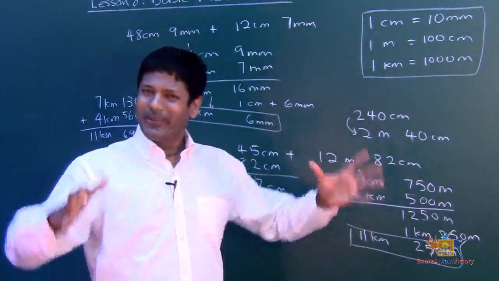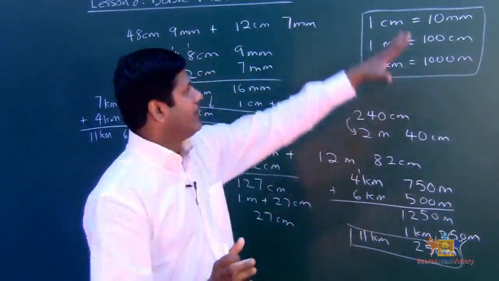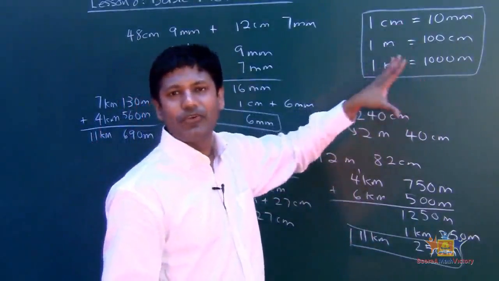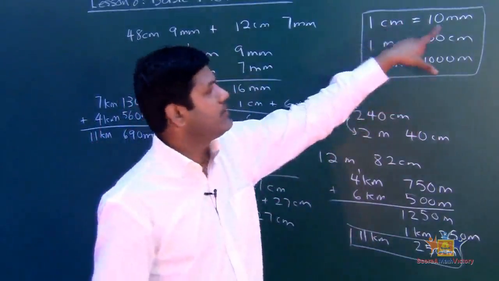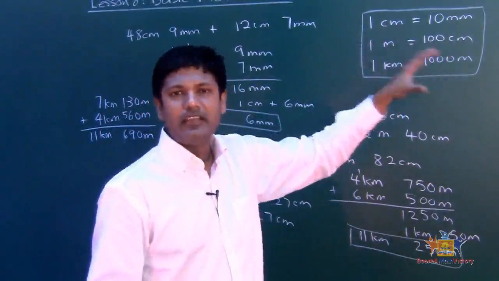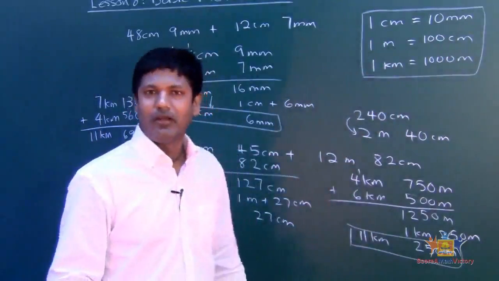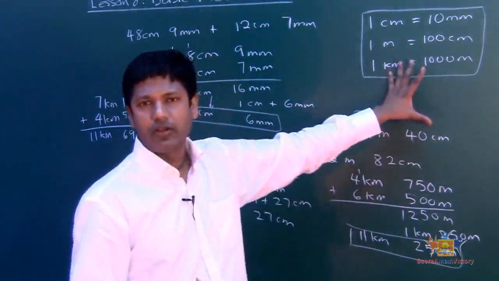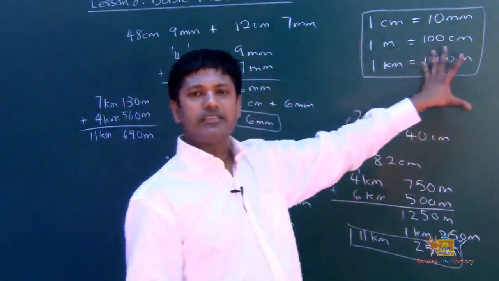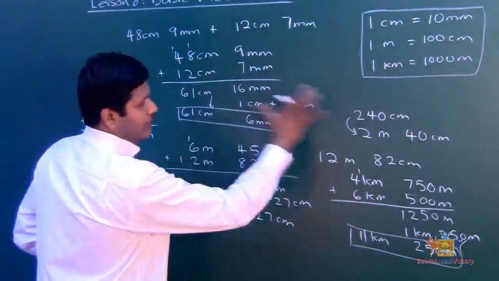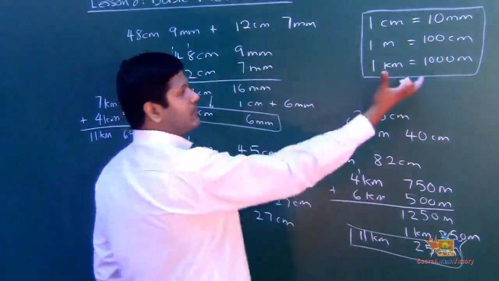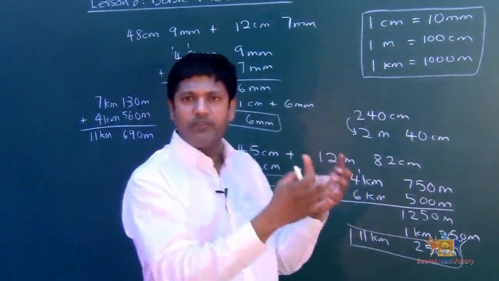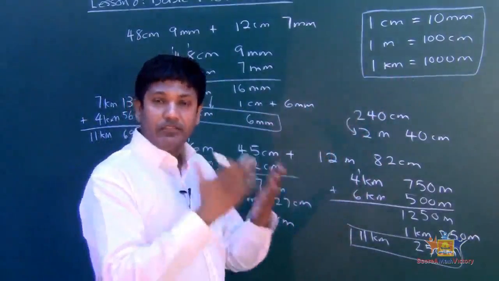Very straightforward, okay? But the key thing is what? You got to know the conversion between centimeters and millimeters, meters and centimeters, kilometers and meters. Alright? So you got to memorize. There's no shortcut to this. You got to know this units conversion. Once you know this, then you can apply it and you should be able to do this. You got to keep this at your fingertips.